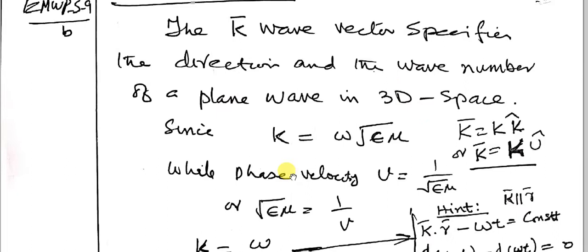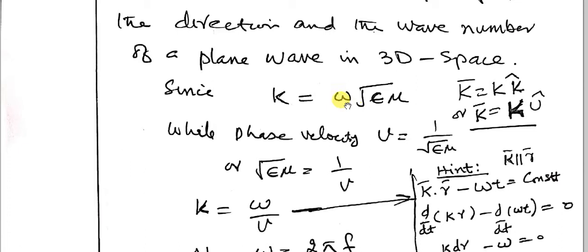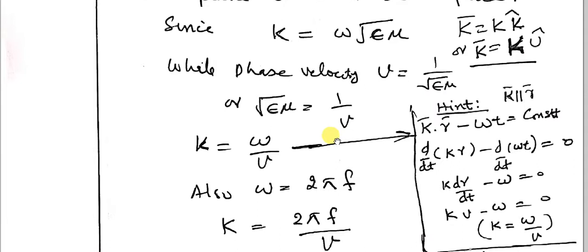Earlier we have assigned omega times the square root of epsilon mu equal to K, where K was further given as the K magnitude and the unit vector k, the unit direction. Since the phase velocity V is given as 1 over the square root of epsilon mu, we can put that the square root of epsilon mu is equal to 1 over V, the phase velocity.